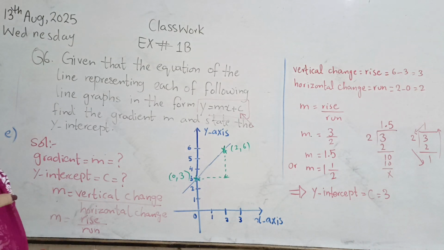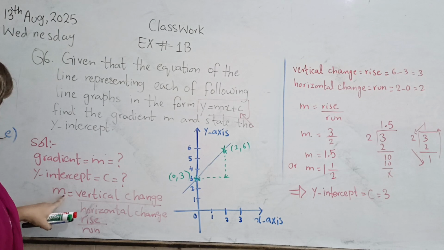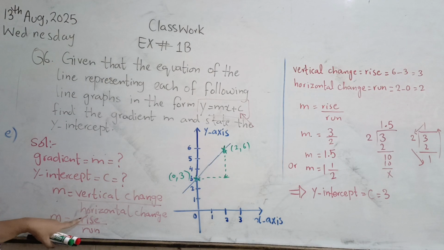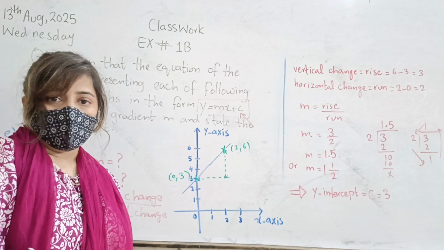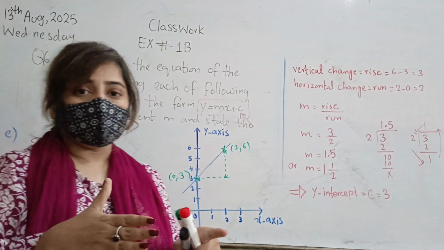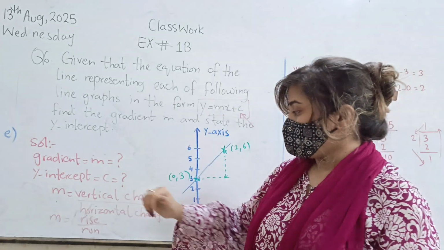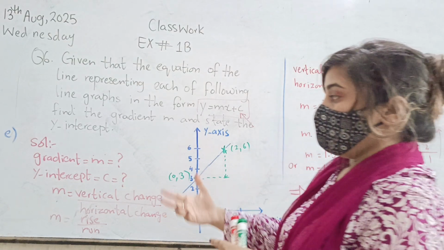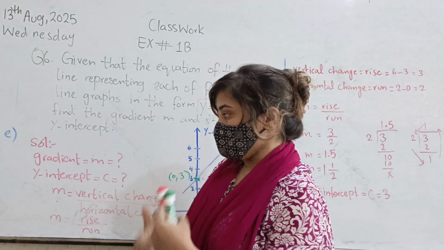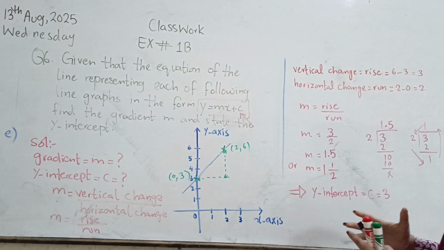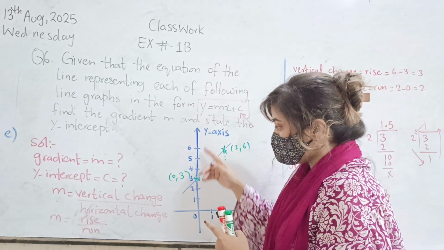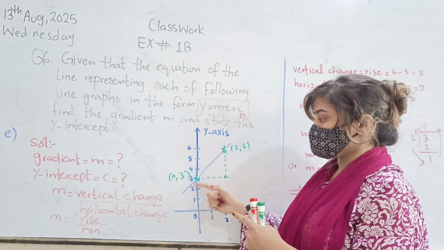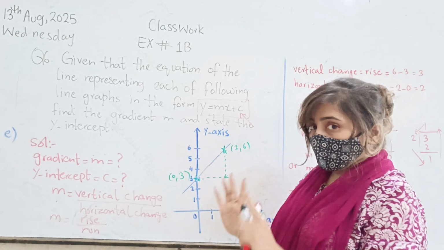Now we will use the formula for gradient, and that is m equals vertical change over horizontal change. Vertical change is rise and horizontal change is run. So I write this formula over here. This graph is given. By using this graph, we have to find these two, the gradient and the y-intercept. The graph is given in blue. There is a straight line, a linear graph.